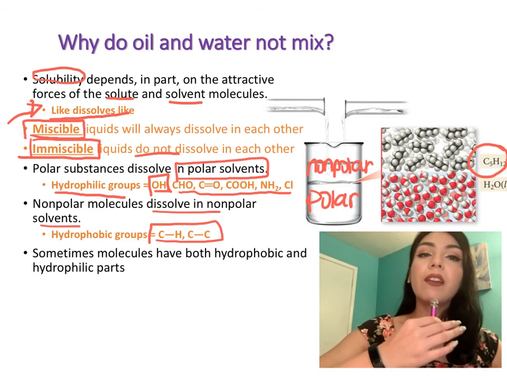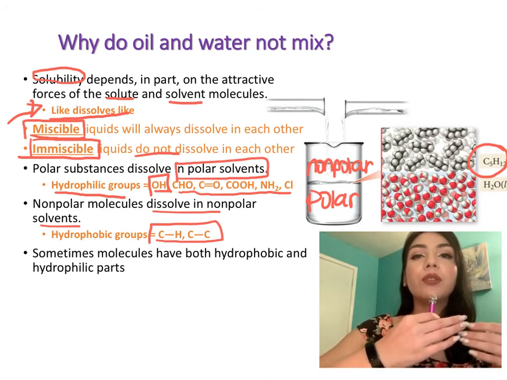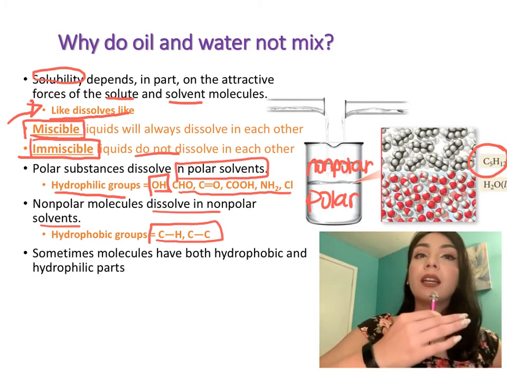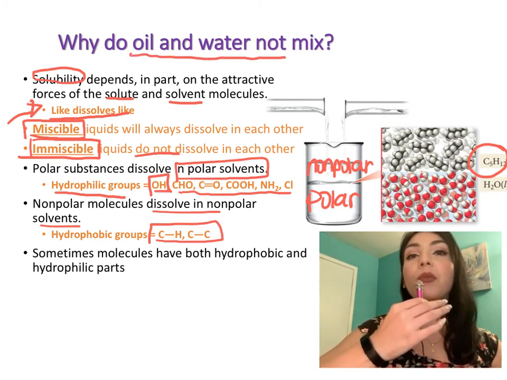Sometimes molecules can have both parts, and that will affect the solubility. Like it will be soluble in something polar to a certain degree, but not completely. But this is actually why oil and water don't mix. So if you've ever wondered that, now you know.